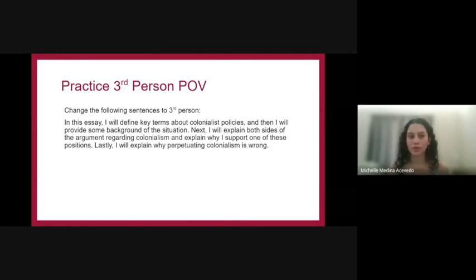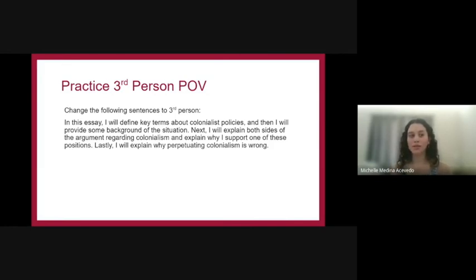Okay, so now we are going to practice changing a very short paragraph from first person to third person. So I'm first going to read these very short sentences. In this essay, I will define key terms about colonialist policies, and then I will provide some background information of the situation. Next, I will explain both sides of the argument regarding colonialism and explain why I support one of these positions. Lastly, I will explain why perpetuating colonialism is wrong.